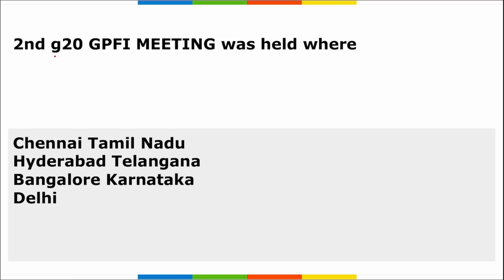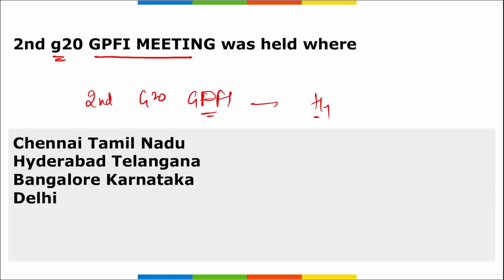Next, the second G20 GPFI meeting was held where? What is this GPFI? That stands for Global Partnership for Financial Inclusion. So remember, the second edition of the G20 Global Partnership for Financial Inclusion meeting was held in Hyderabad, Telangana. The second edition was for 2 days, from 6th to 7th of March in 2023.